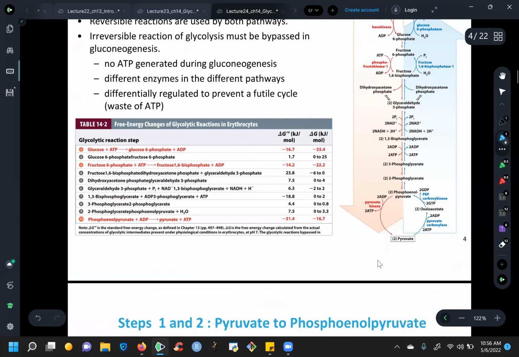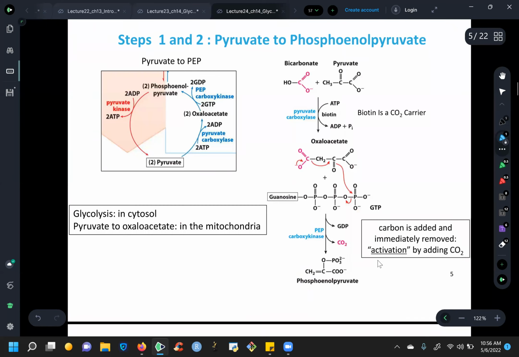Steps 1 and 2, pyruvate and phosphoenolpyruvate. So pyruvate to PEP. Glycolysis happens in the cytosol. Pyruvate to oxaloacetate happens in the mitochondria. You do have to know where things happen. Carbon is added and immediately removed, activation by CO2.